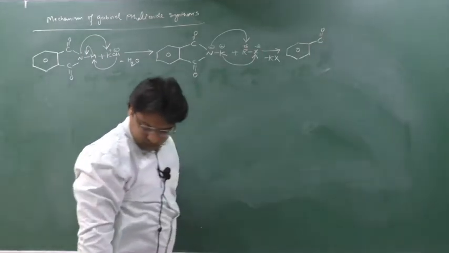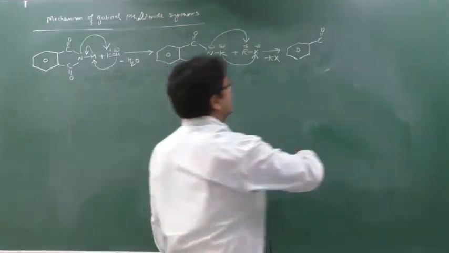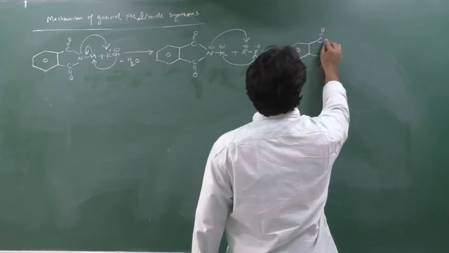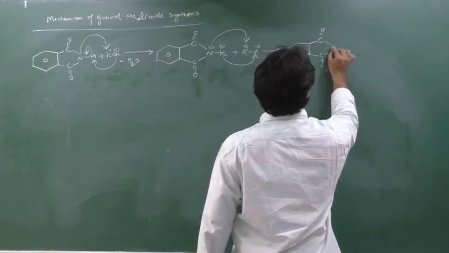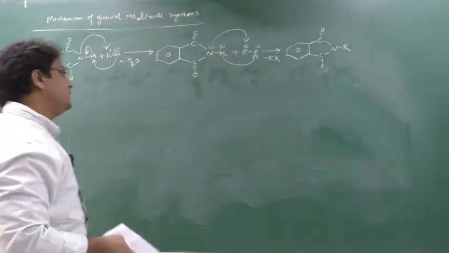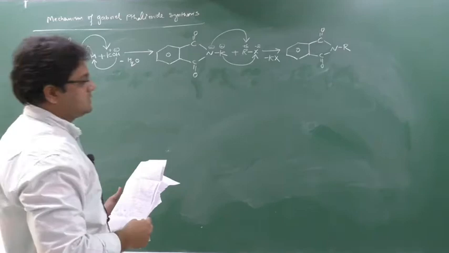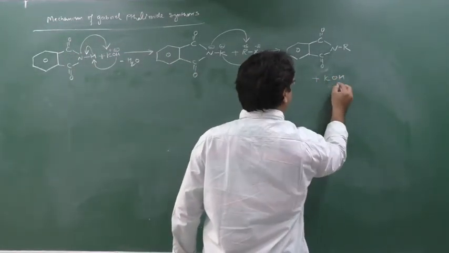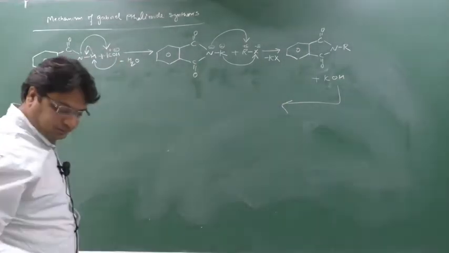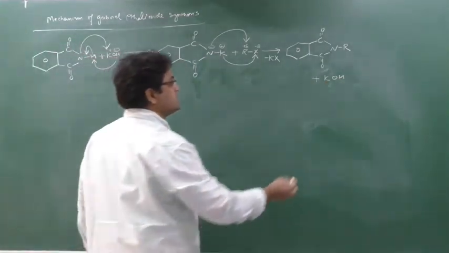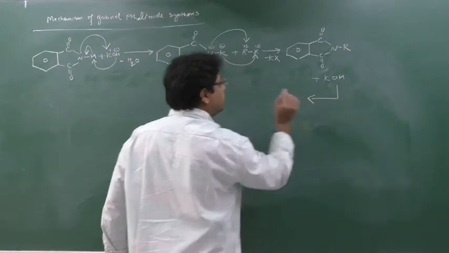intermediate. This intermediate will be obtained. The intermediate has N, and here there will be R. Clear this part? Now from here the original story starts. One more mole of KOH will come. Now here you have to remember. We will not waste the space in the board. Okay.